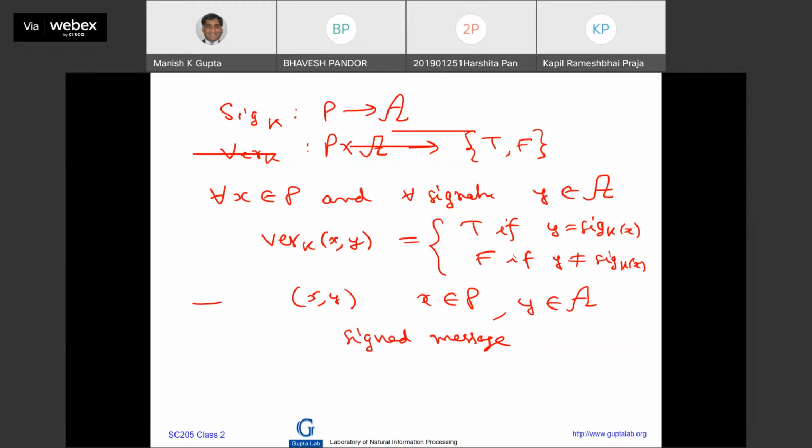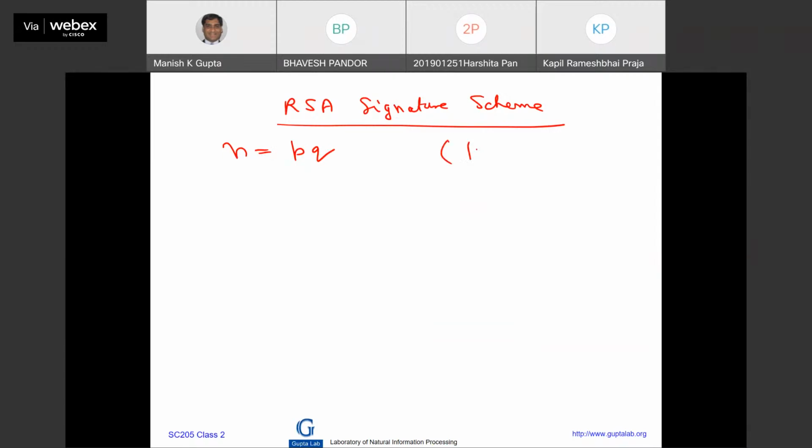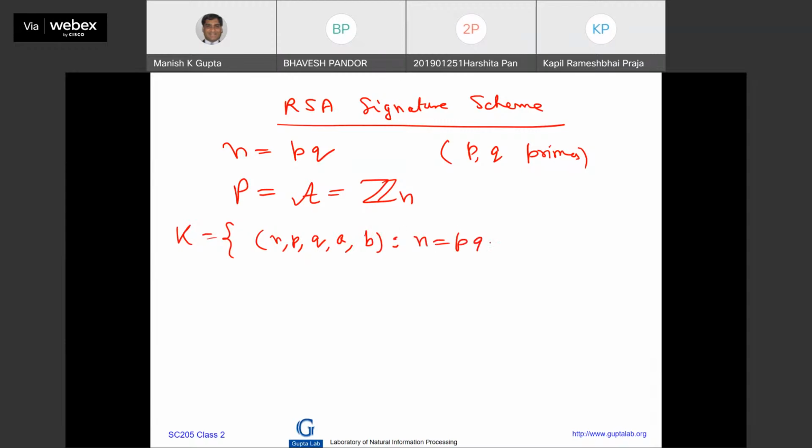So let me give you an example of the RSA signature scheme. N is a product of prime numbers, P and Q are primes. Our spaces P and A both are integers modulo n. So the message is coming from integers modulo n and the signature is coming from integers modulo n. K is the tuple n, P, Q, A comma B such that n is equal to P times Q and the product A B is congruent to 1 mod phi n. Phi n is the Euler totient function, right?